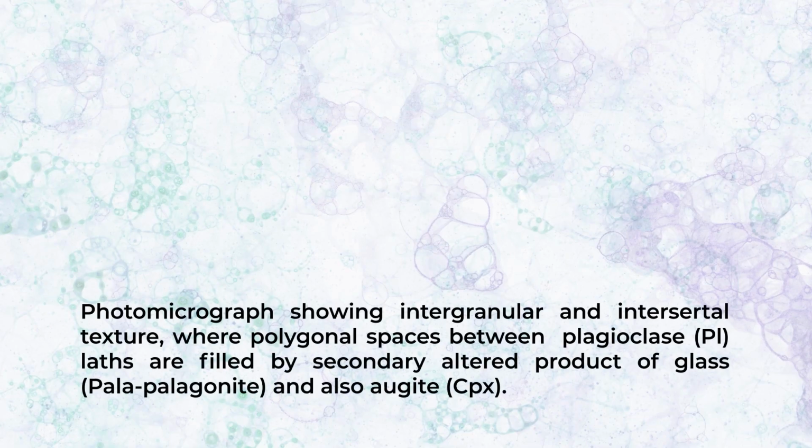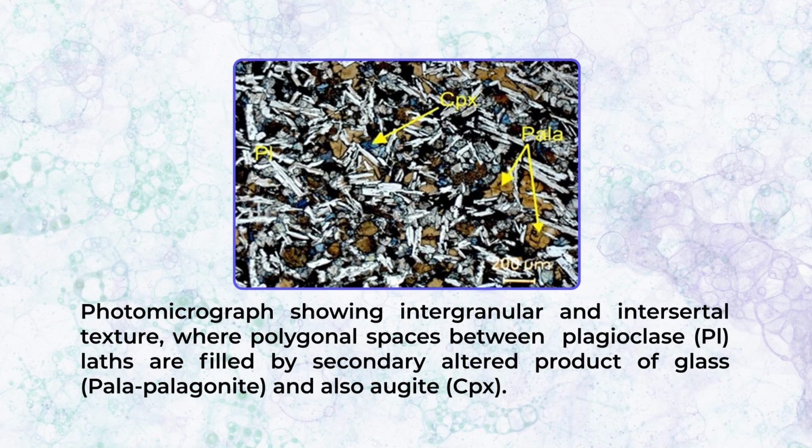This photomicrograph shows intergranular and intersertal textures where polygonal spaces between plagioclase laths are filled up by secondary altered products of glass such as palagonite, and also augite or clinopyroxene.